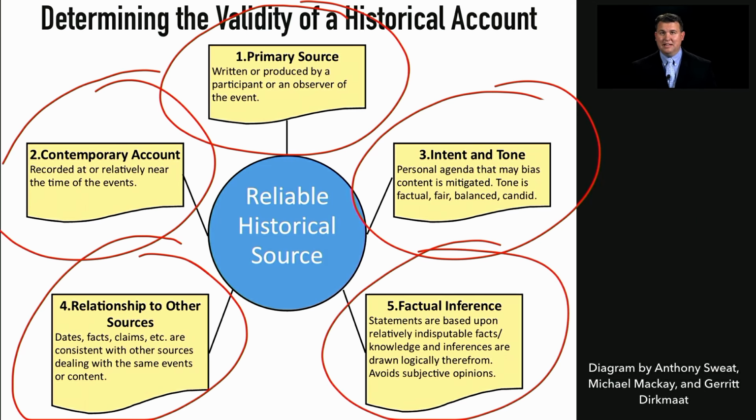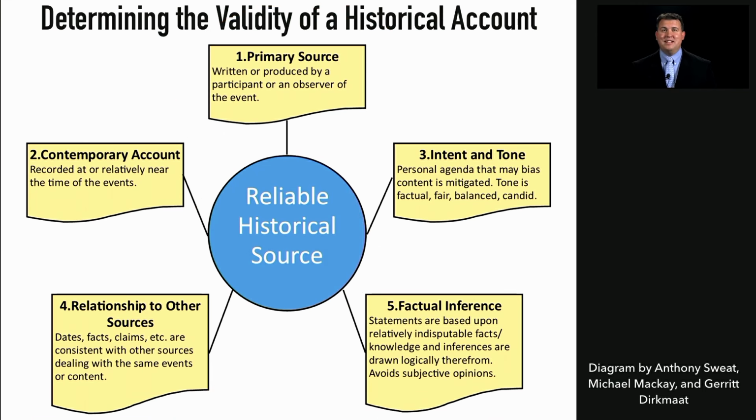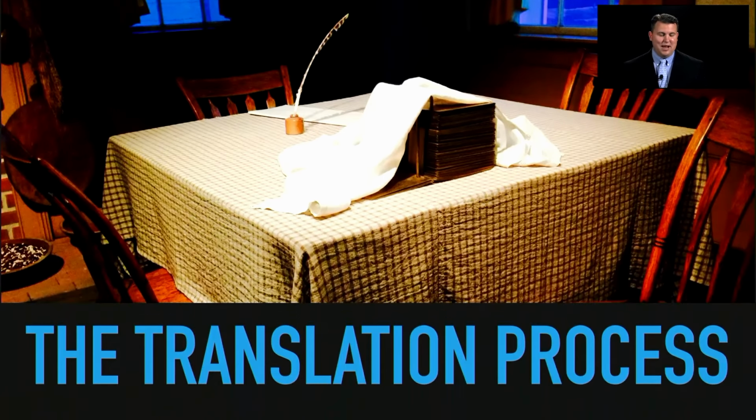And finally, factual inference. Statements that are based upon relatively indisputable facts. Was there a Whitmer farm in Fayette, New York, and a Smith farm in Palmyra? And was there a Hale farm in Harmony, Pennsylvania? These are the three locations where the Book of Mormon is translated. So let's dive in a little bit to the translation process.